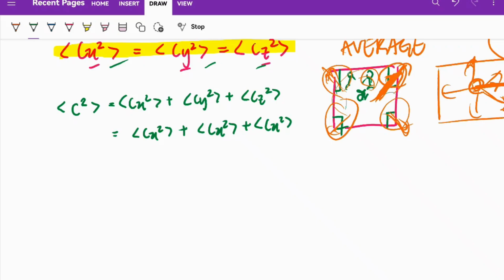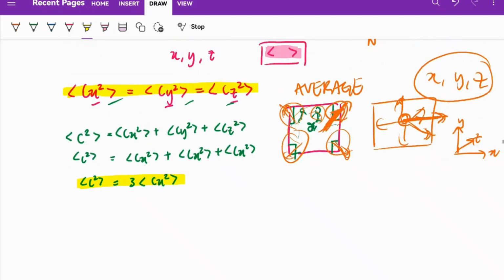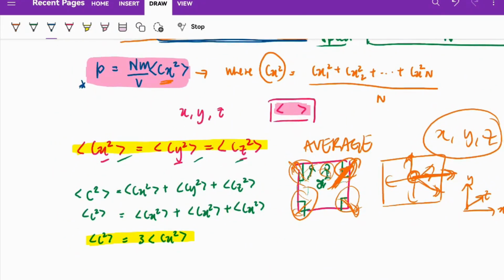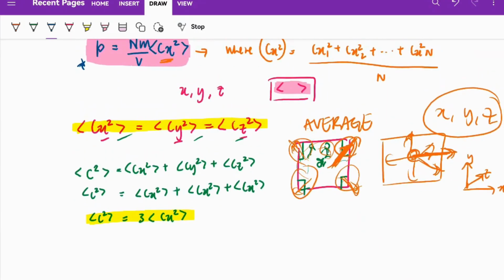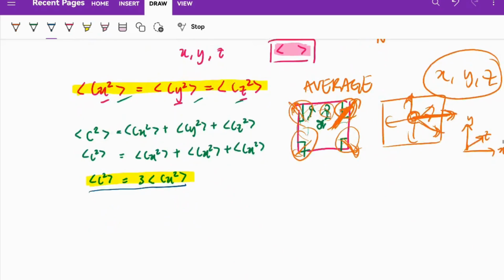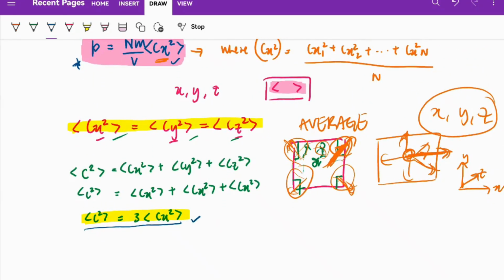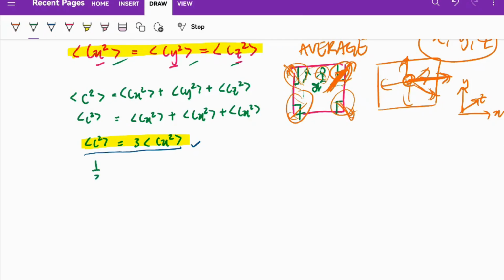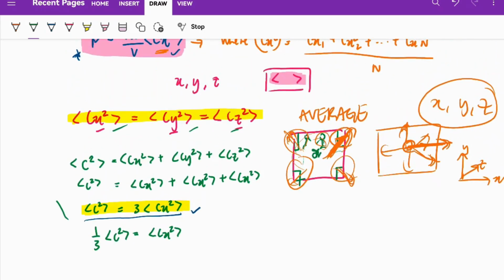So what will you get? You will get 3 cx square. So on average, in each direction, they will be equal. Now, remember we first derived this equation here? So we can actually substitute this inside here. Since we have cx square here, and cx square here, let's make cx square the subject. So 1 over 3 c square equals cx square. Now let's substitute inside this formula.